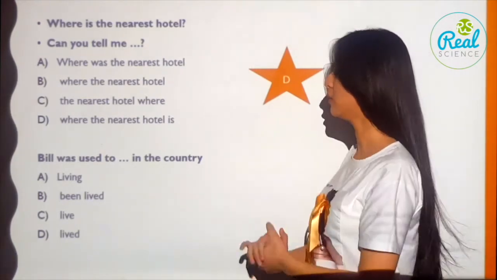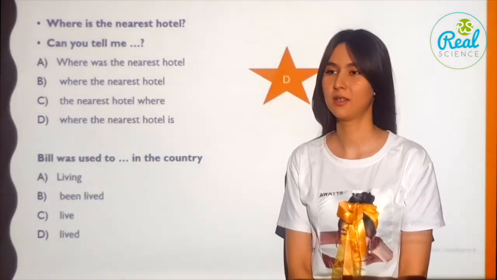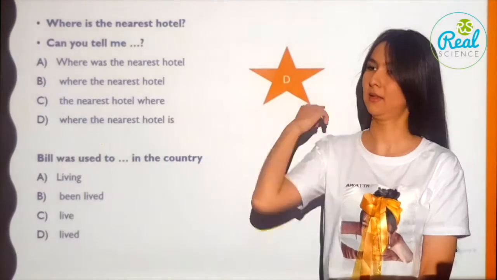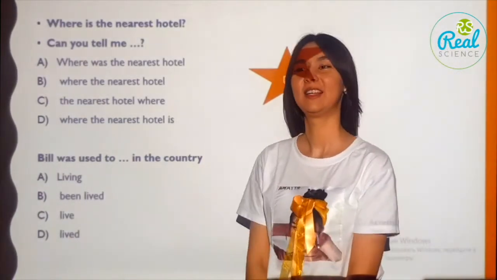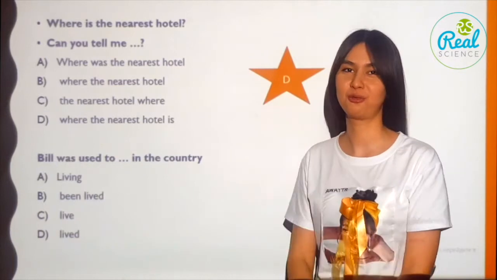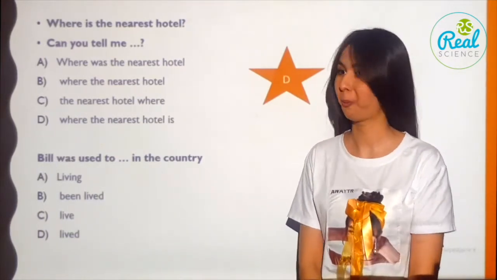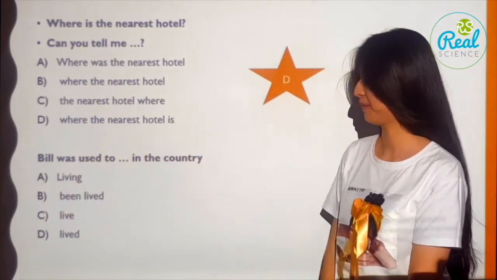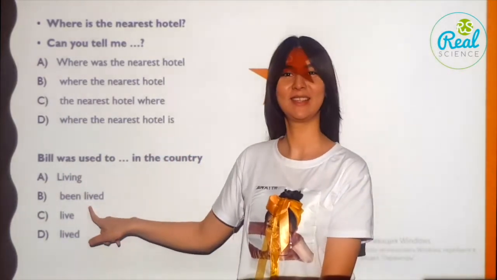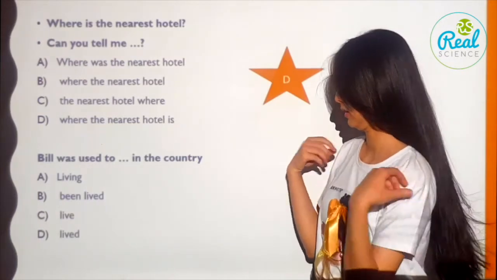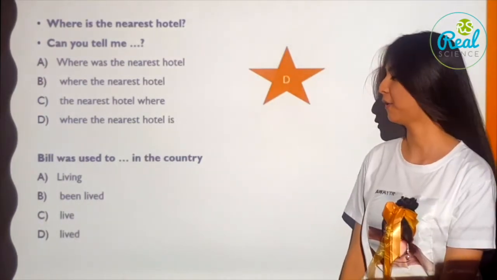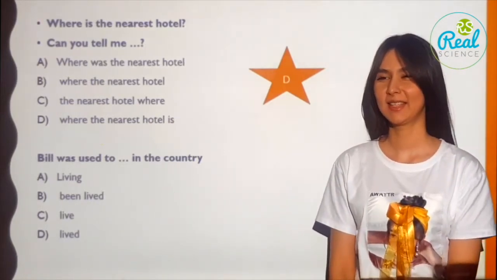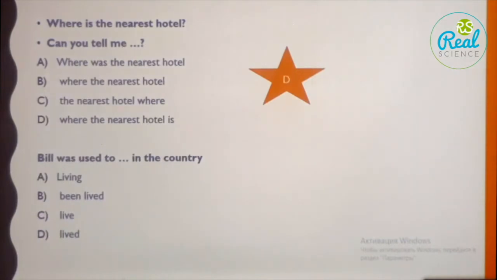Okay. So next one. Bill was used to living. Yes. D1. Guys, it is not used to, it is be used to. D1. To be used to living. D, not B. D1. Living. Okay, let's see. Miss Malika, what is the difference between be used to and just used to? Now I will explain. Look.